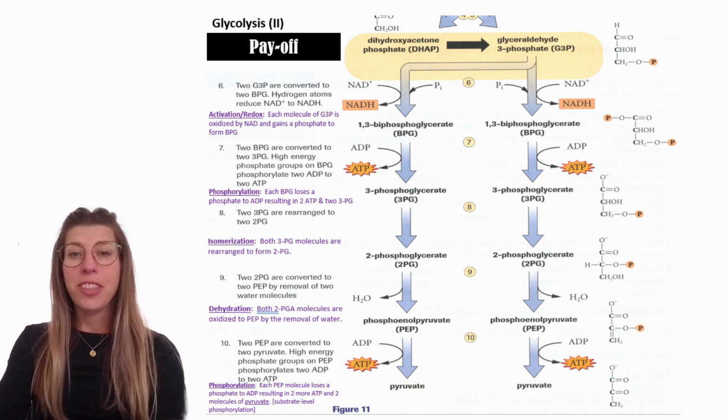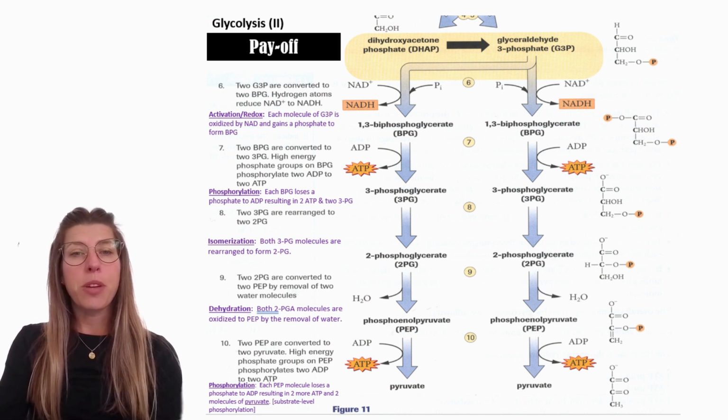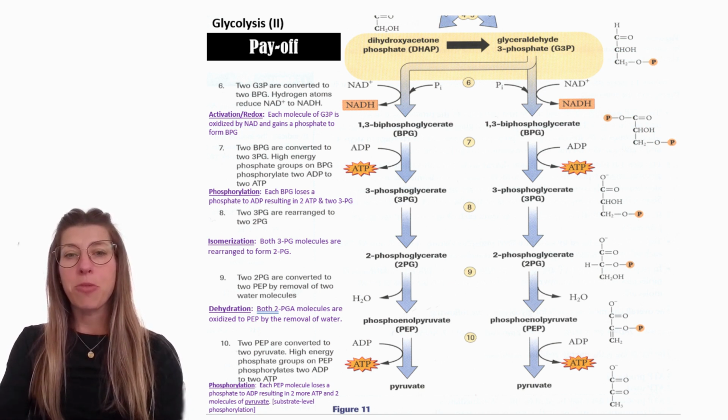The BPG is now converted to 3PG. And remember, again, there's 2 of them on each part of the flowchart there. So what's happening is high energy phosphate groups on that BPG compound that starts at step 7. Well, there's 2 of them, and each will phosphorylate. They'll break off and join with the ADP from each BPG, and they're going to phosphorylate an ADP each to now make ATP. Remember, 1 on each side. That's why there's 2.